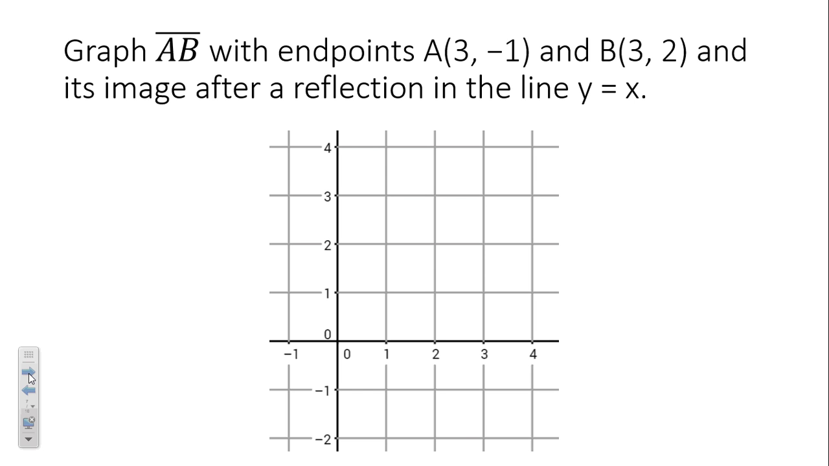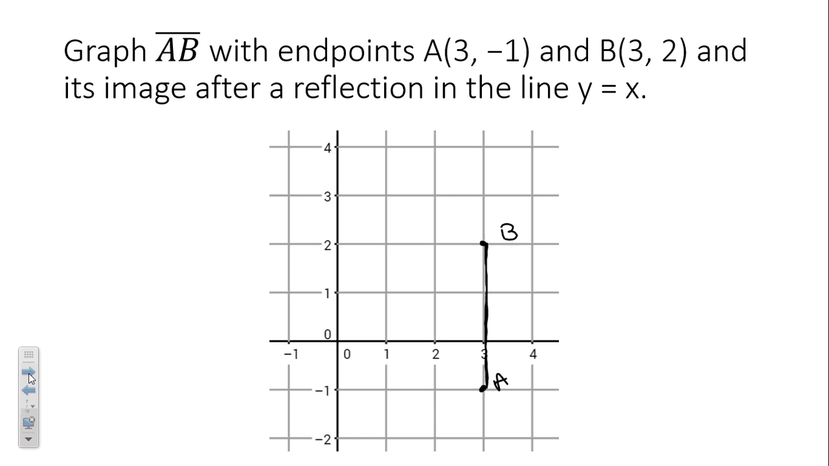This is the portion of your doodle notes. We want to graph segment AB with endpoints A at (3, -1) and B at (3, 2). So we're at (3, -1) and (3, 2). We draw our segment. And this time, they want us to reflect that across the line y equals x.